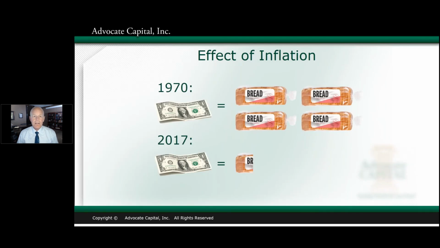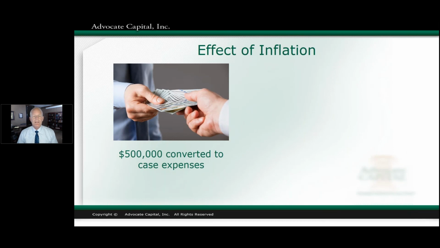So in 1970, a dollar could buy 4 loaves of bread, right? We said that it costs 25 cents per loaf. In 2017, you can't even buy a whole loaf of bread. So think now about the money that you have tied up in your case expenses, if it's $500,000. Well, if you tie that up for the next 20 or 30 years, the effect of inflation is going to further erode the purchasing power of those dollars.